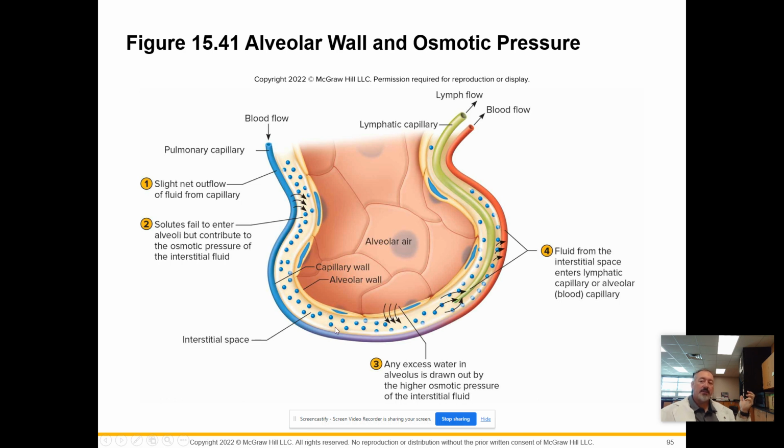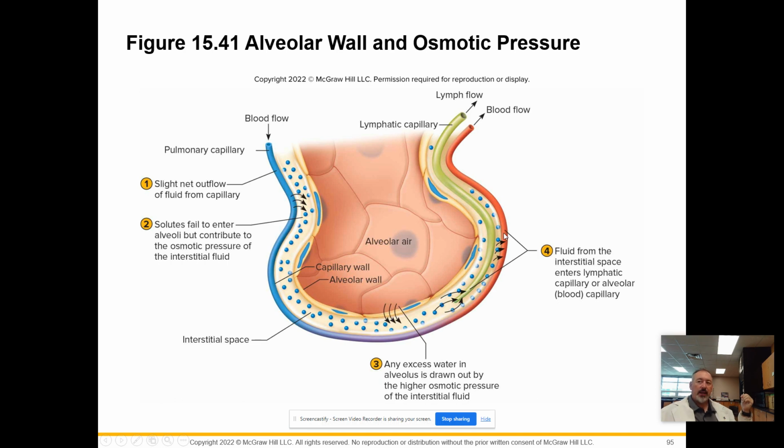It's going to draw things into it. And once it's into this area, this fluid, then it can have the exchange with that pulmonary capillary as it's having CO2 that's leaving and oxygen that's entering. You see a little bit of lymph that's going to be picked up here as well with that interstitial fluid.